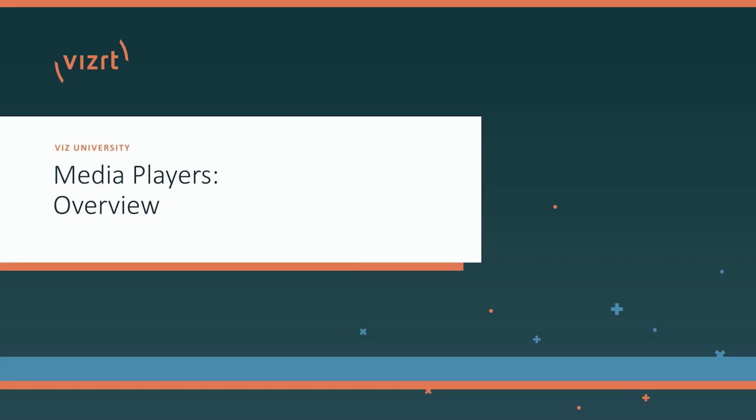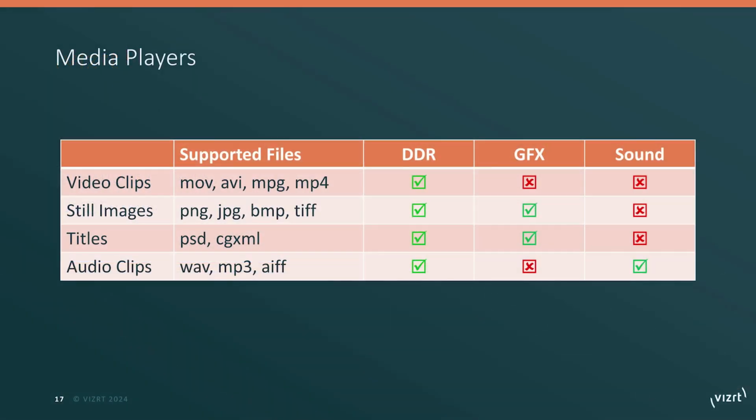Our next course section is media players. Media players allow you to play back pre-recorded or computer files inside your production. Let's take a closer look at where we'll find them and what kind of media they will play. So here you can see a chart that shows the different types of media player and what kind of media we can load into each one.